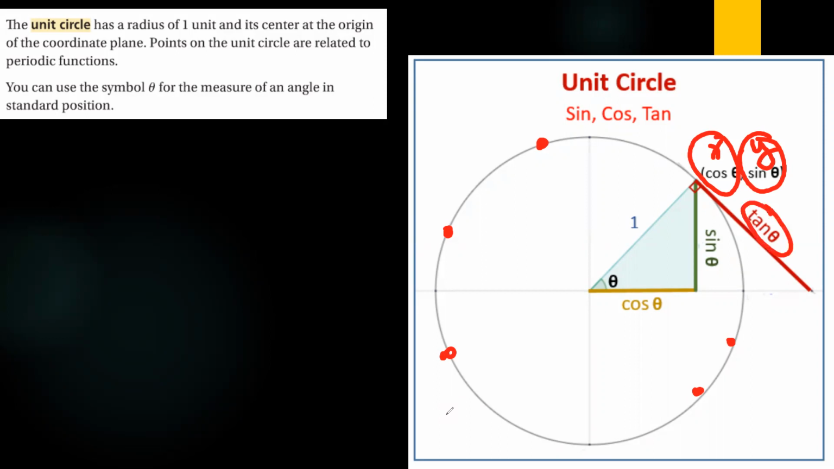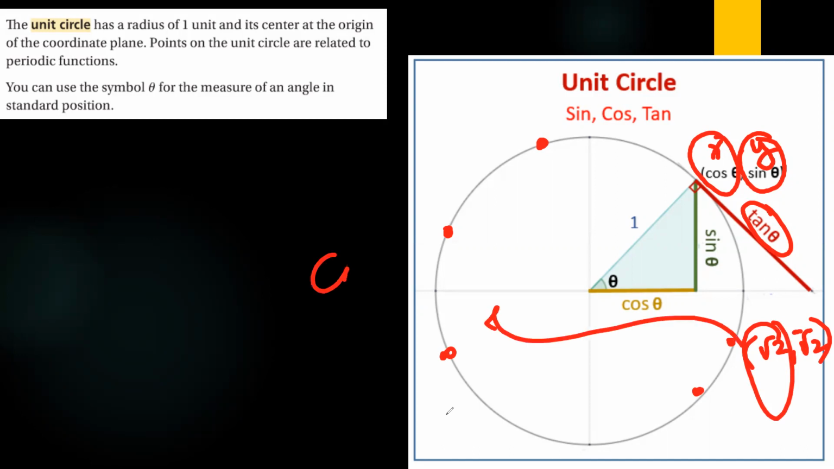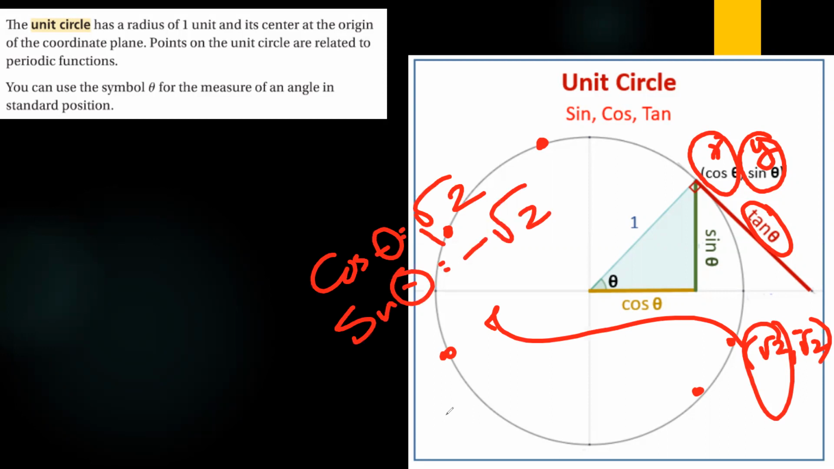So for any coordinates here, if I told you this is negative square root of 2, square root of 2, that means the cosine of this angle is square root of 2, and the sine of this angle will be negative square root of 2. I will repeat, this is a unit circle. It can help me find the sine, the cosine, and the tan. Its radius is 1 unit. That's why we call it the unit circle.